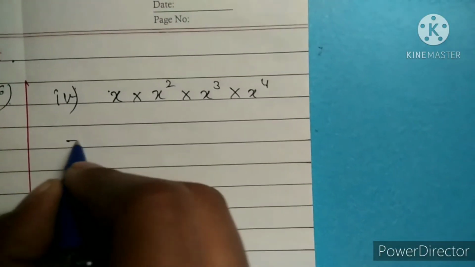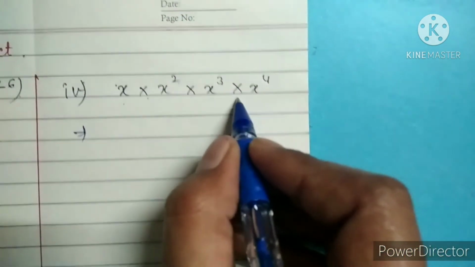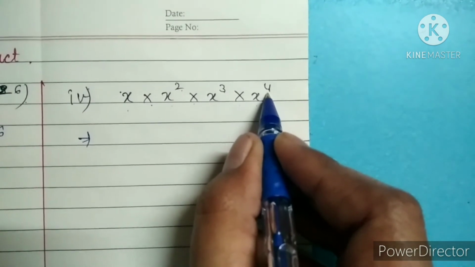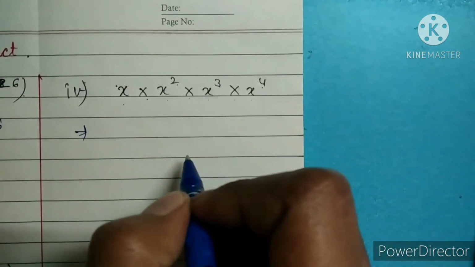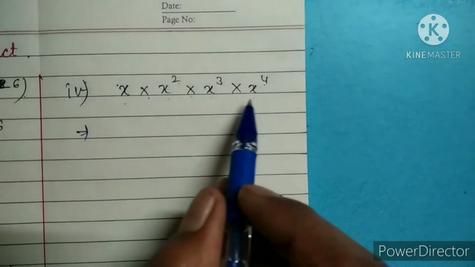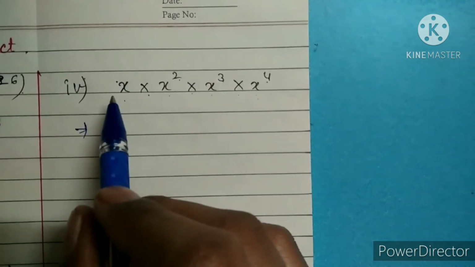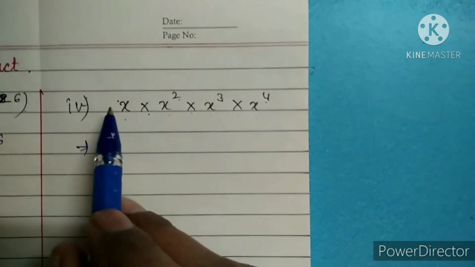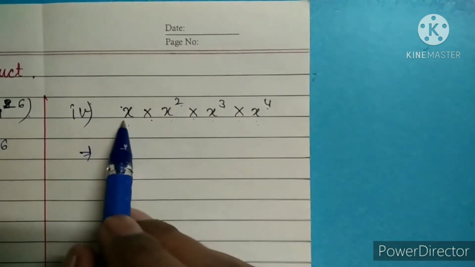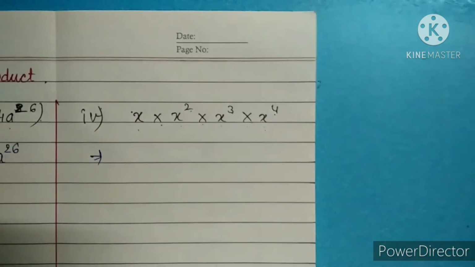Fourth is x multiplied by x square multiplied by x cube multiplied by x to the power 4. We have to multiply all these to each other. You can see all have the same variable with powers, and the same numerical coefficient 1. Here 1, here 1, here 1, here 1. 1 times 1 is 1, so 1 will remain. So what do we have to do?